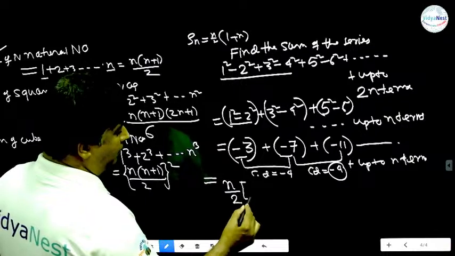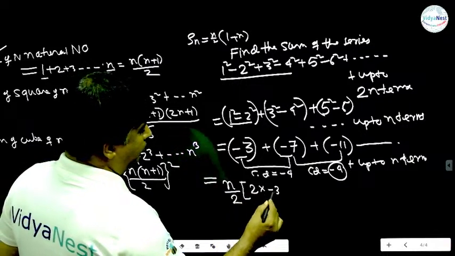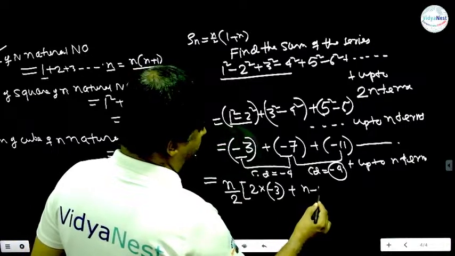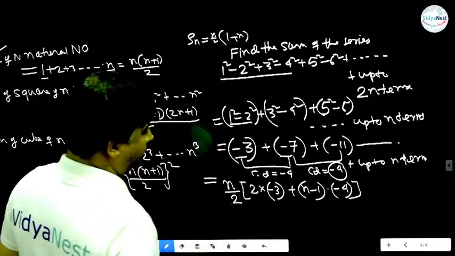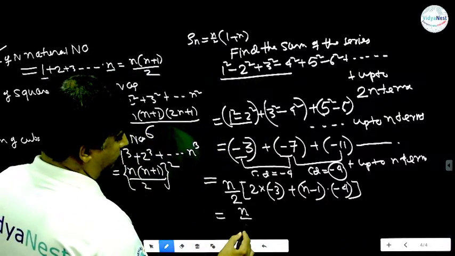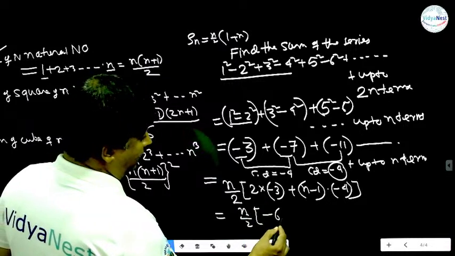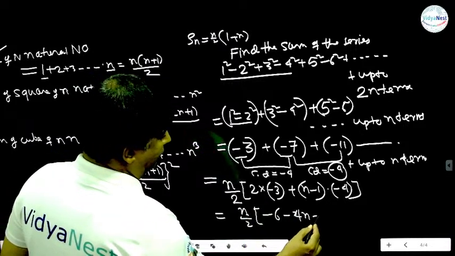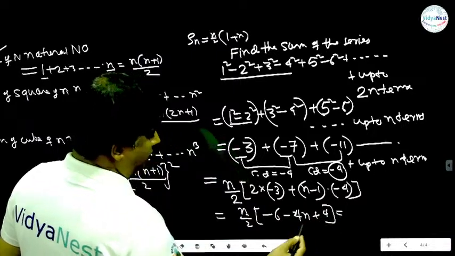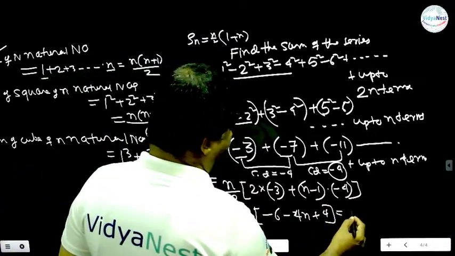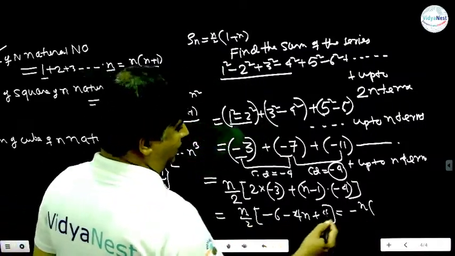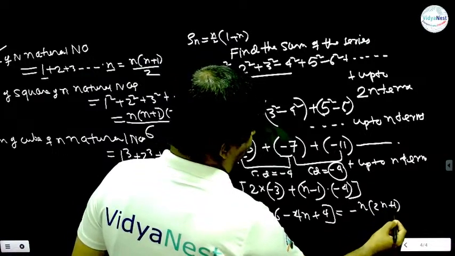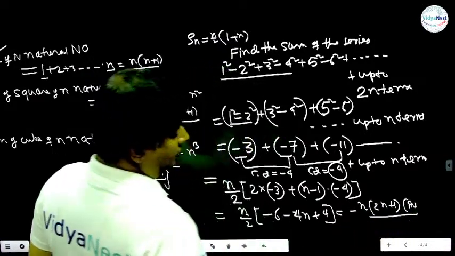So I can write n by 2 into 2a plus n minus 1 into d. Minus 6 minus 4n plus 4. So complete the calculation. Minus 4n minus 2 will be taken out. This is the answer. Okay, go through.